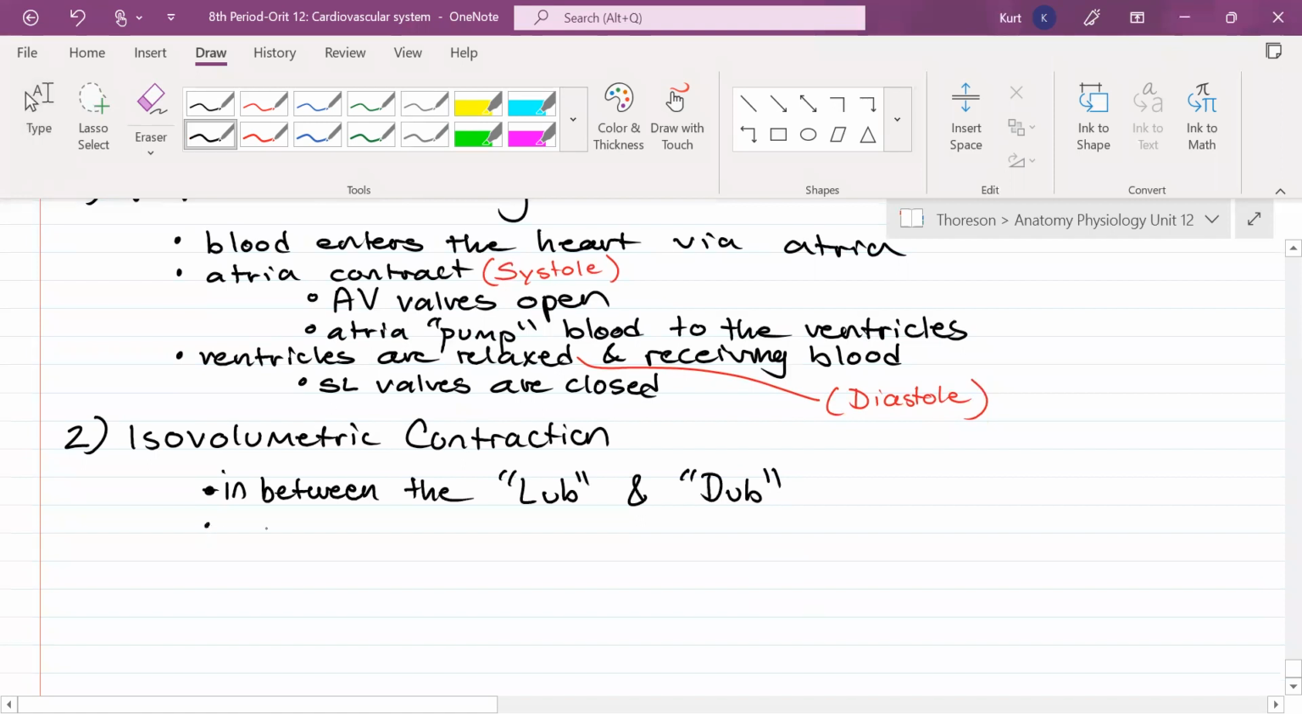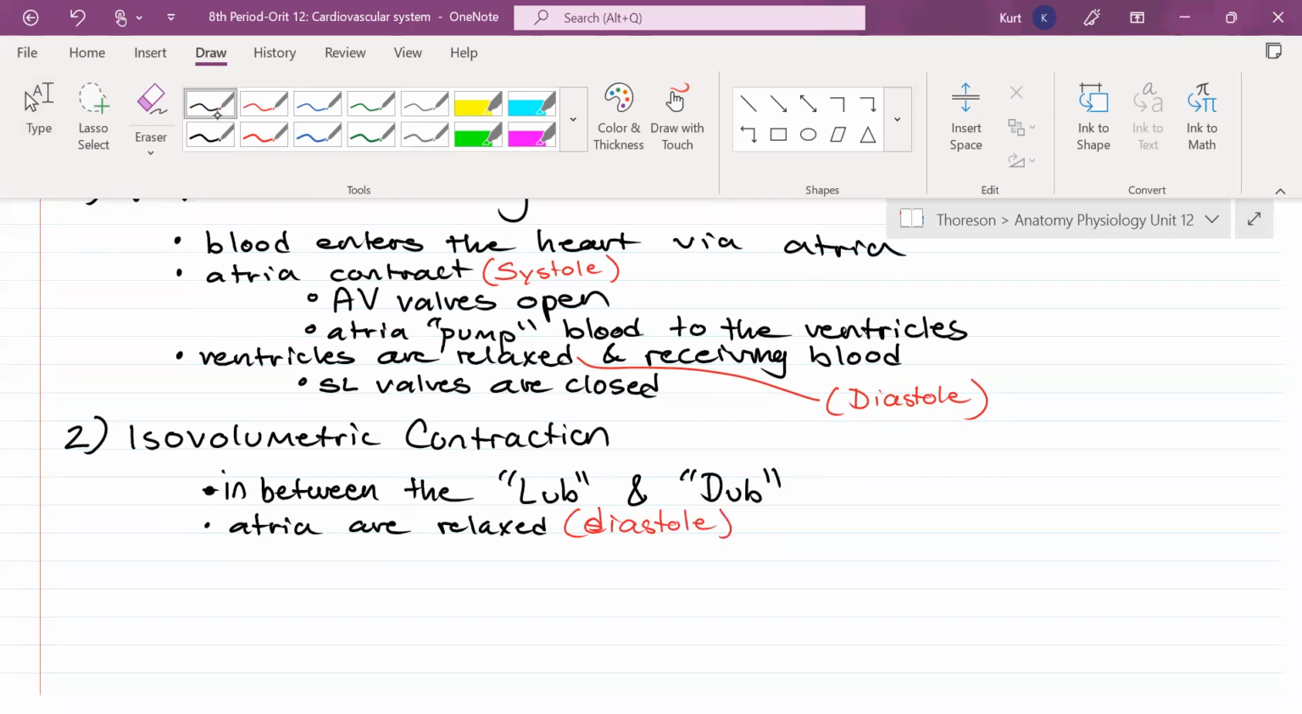During this stage, atria are relaxed. So how would you describe their current state? They're diastolic. We're going to say diastole. And also because they are relaxed, what valves are now closed?